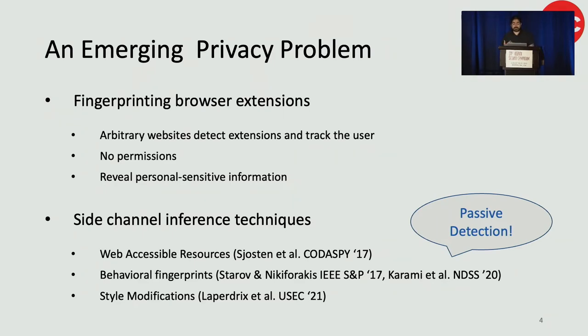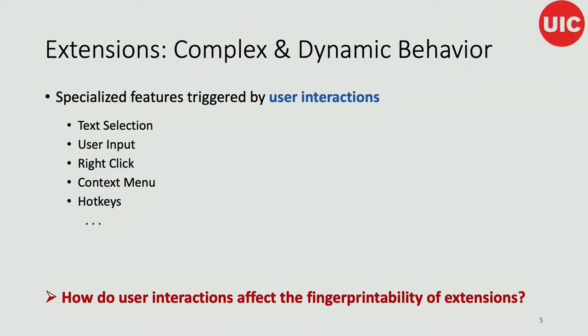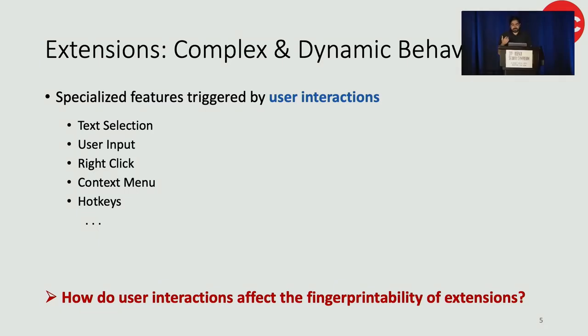So even if those techniques are powerful, the only limitation is that they fingerprint the extensions in a passive way. This means that they read the DOM or any other properties of the website after a predefined threshold and detect the presence or absence of specific elements. However, extensions are highly dynamic and can be triggered through various ways. Extensions are complex and multidimensional entities by their nature and by their design. This means that they might expect specific user interactions in order to get triggered.